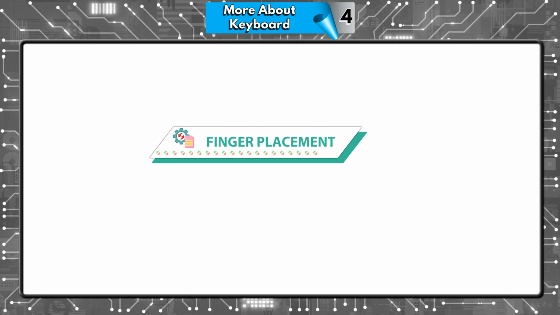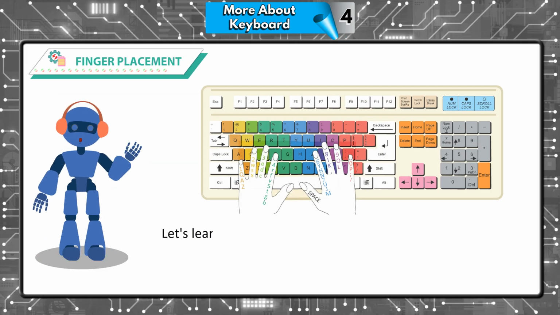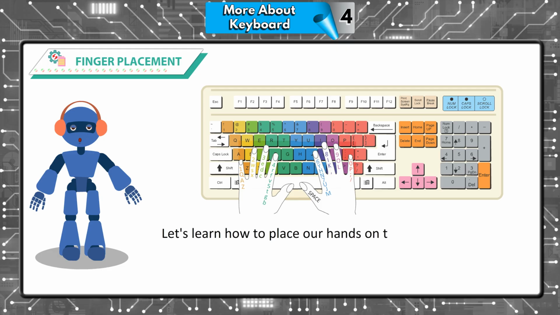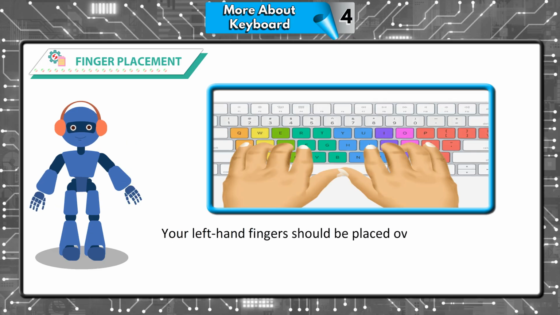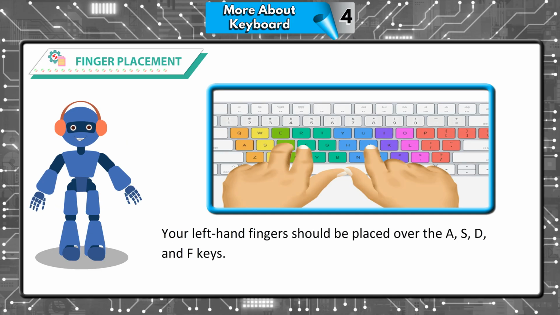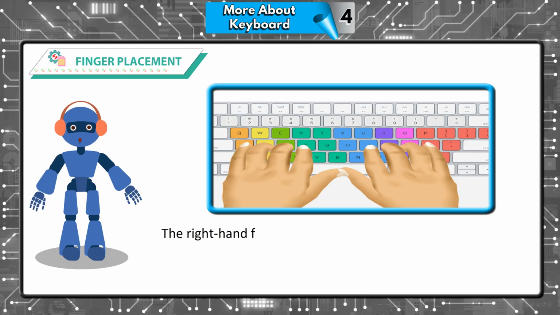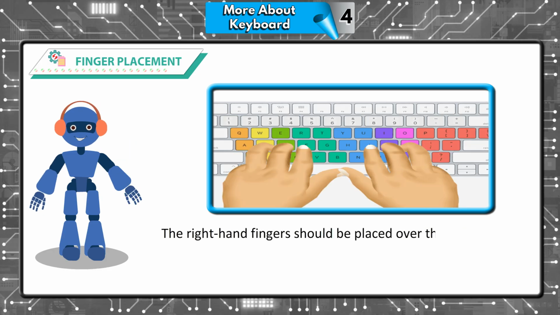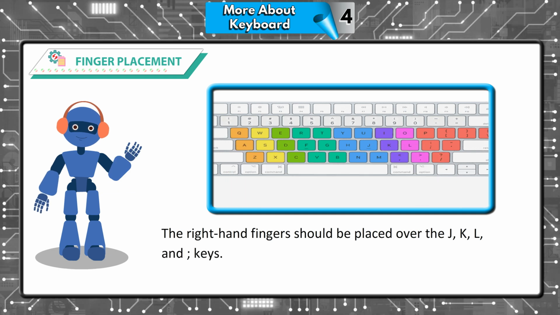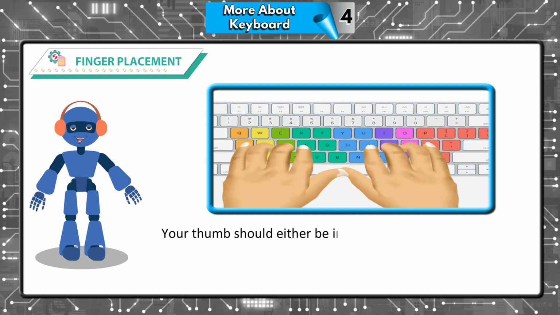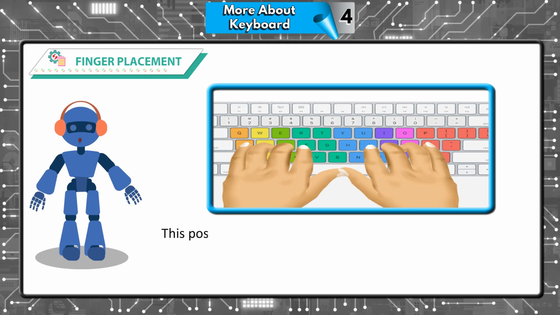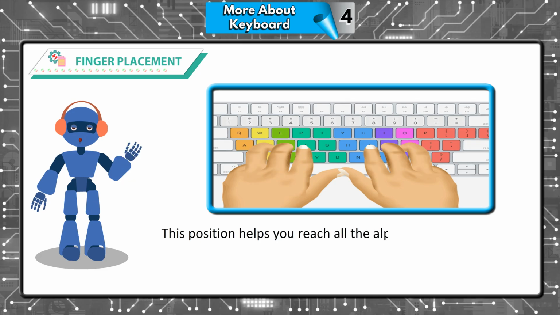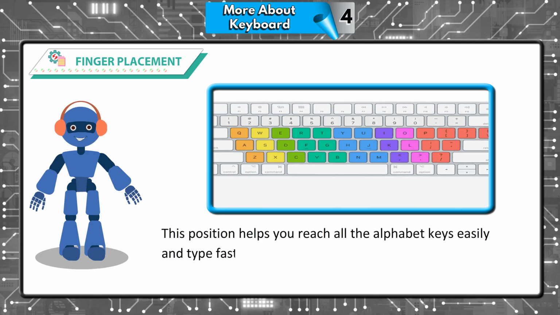Finger placement. Let's learn how to place our hands on the keyboard to help us type faster and better. Your left hand fingers should be placed over the A, S, D, and F keys. The right hand fingers should be placed over the J, K, L, and semicolon keys. Your thumb should either be in the air or very lightly touching the spacebar key. This position helps you reach all the alphabet keys easily and type faster.